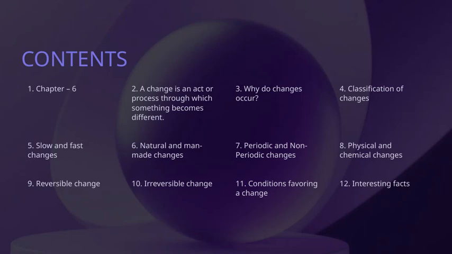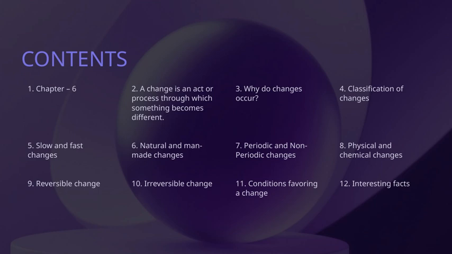Let's get started. Let's take a look at the contents of this chapter. We'll start with Chapter 6, which focuses on slow and fast changes. A change, in simple terms, is an act or process through which something becomes different from what it was before. This can happen in many ways and at different speeds. We'll explore different types of changes, including reversible and irreversible changes.